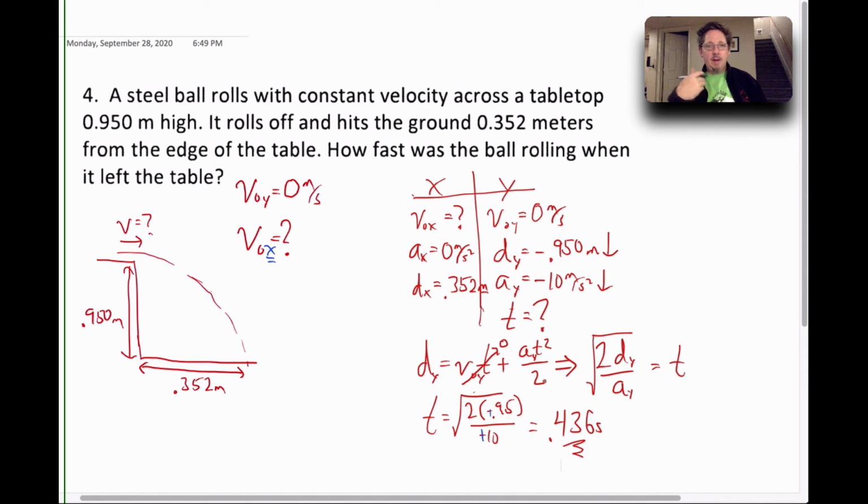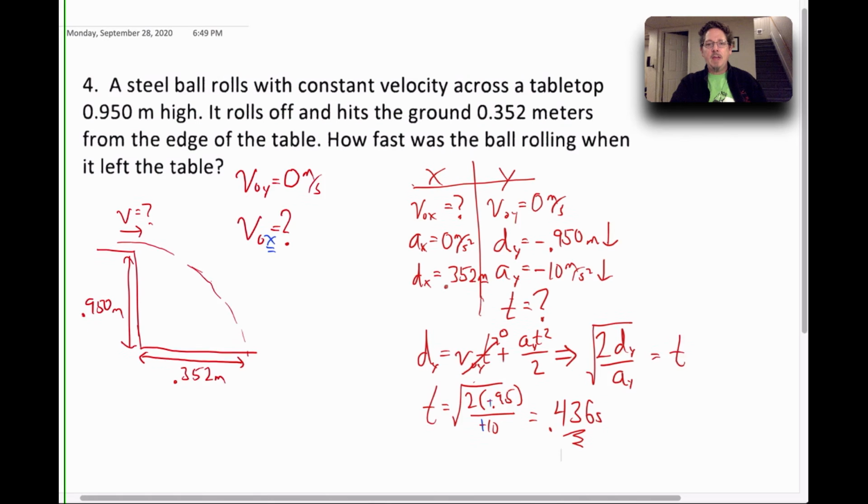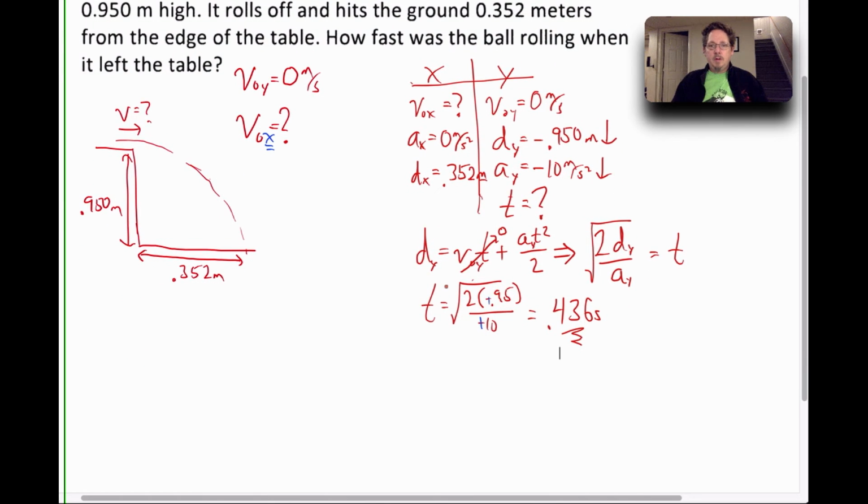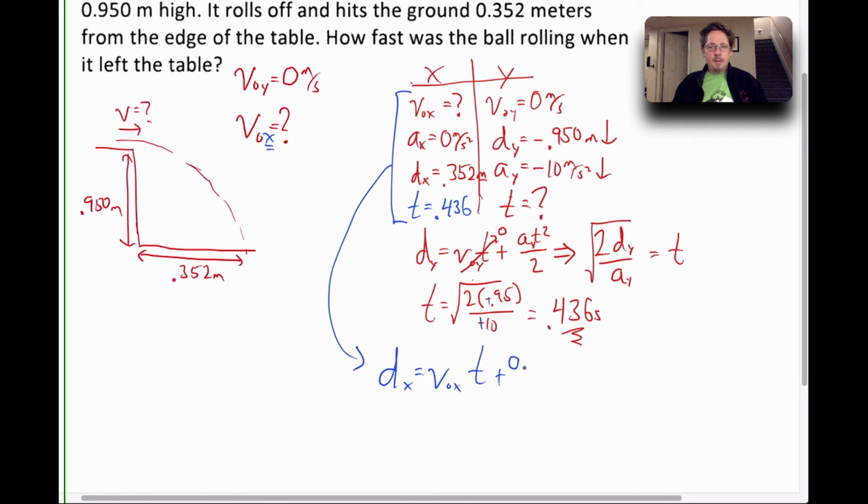Now, please note, that is not the key unknown. That is not the end of the problem. But this time, equals 0.436, now gives me a complete set to solve for the main unknown that I wanted. So I have displacement, velocity original, acceleration, and time. The equation that matches all of those ends up being v original t plus at squared over 2.